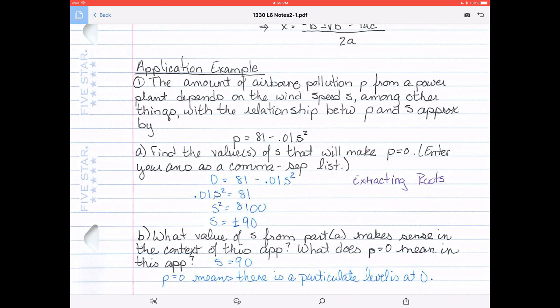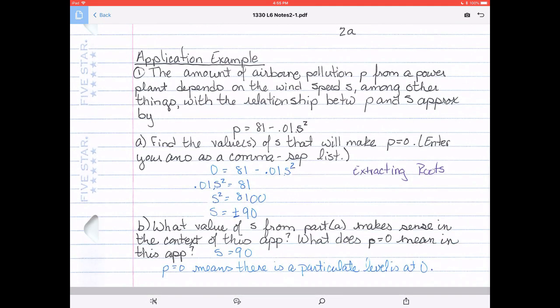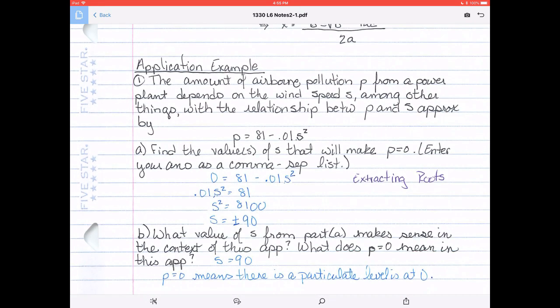All right, so let's go, and here I go straight into the examples because they're that easy. So the first one, it's a pollution question. For all quadratics, for anything that is not linear, you have to set it equal to 0. I'm going to say that again. If it is not linear, you have to set it equal to 0. So the first thing we do is set it equal to 0.